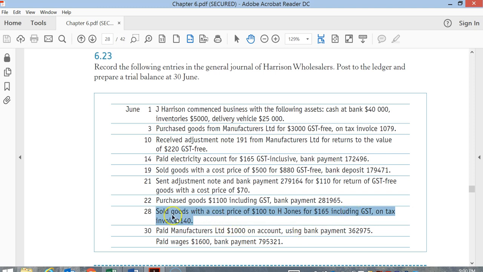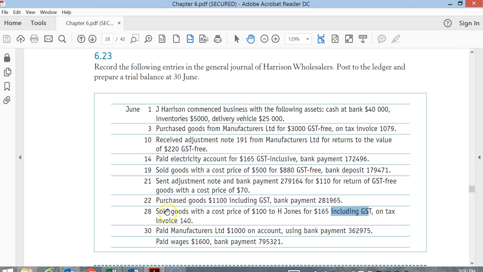First of all, we will account for the sale. We've sold it to H. Jones. There's no mention of cash here. So we've sold it to H. Jones. H. Jones will therefore be an accounts receivable, an asset. H. Jones owes us the full amount of the transaction. So it's going to be debit accounts receivable H. Jones for $165.